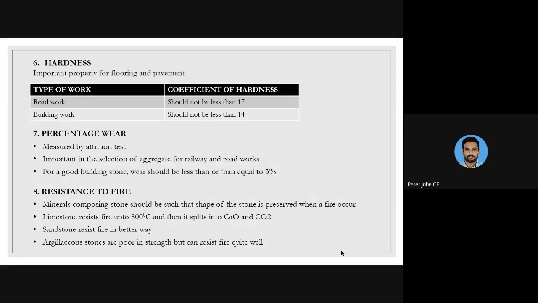This attrition test is performed in civil engineering labs. You might not do that; it's actually done in some higher semesters. Students who are studying civil engineering will do it. It's a kind of drum in which we put some steel balls and our stones, and then we rotate it. It makes a very distracting, sharp noise, just like very bad machinery working.